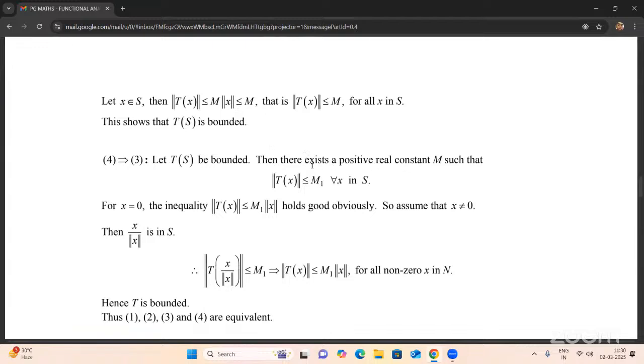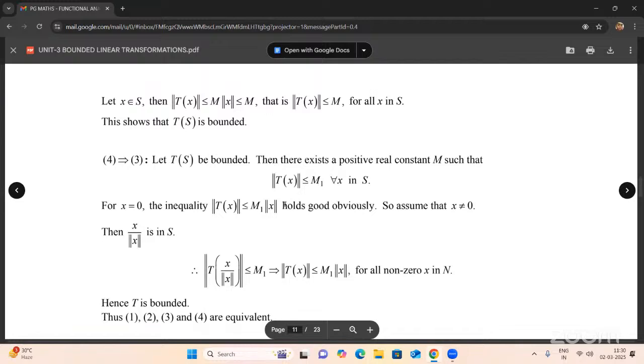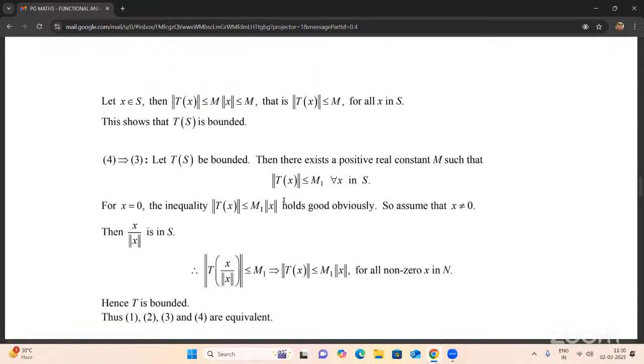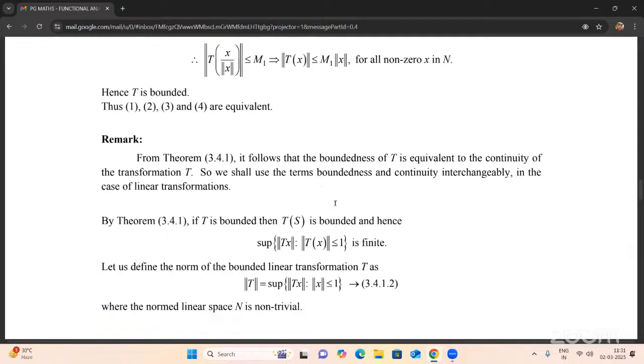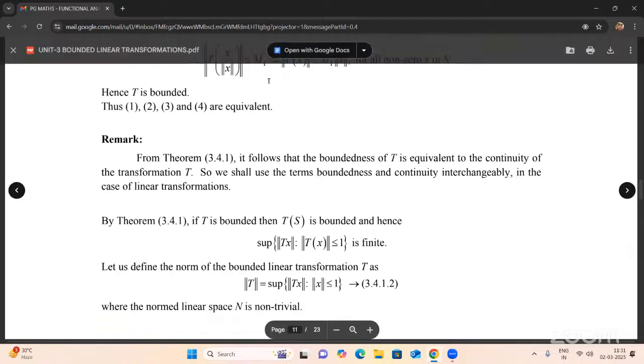There exists a positive real number M1, any positive real number, such that the norm of T(x) is less than or equal to M1 times norm x. Put x equal to 0. Therefore 0 is less than or equal to M1 times norm x. So x by norm x is also in capital X, because here x is non-zero. If x equals 0, the condition directly holds good. X not equal to 0 means x by norm x is in X. So the norm of T(x by norm x) is less than or equal to M1. Replacing x by norm x, the norm of T(x) is less than or equal to M1 times norm x. This is the closed unit sphere part.